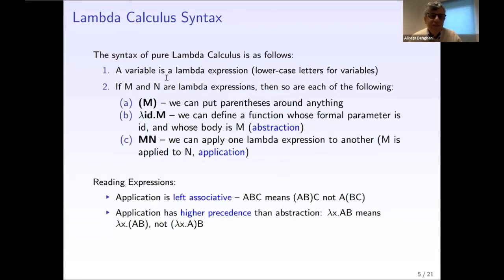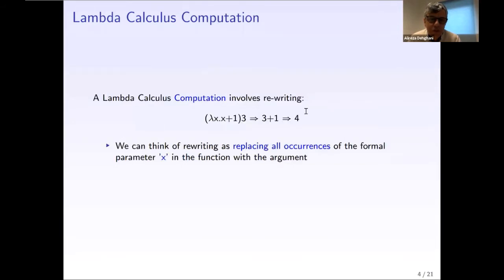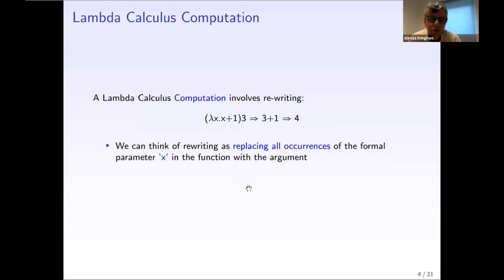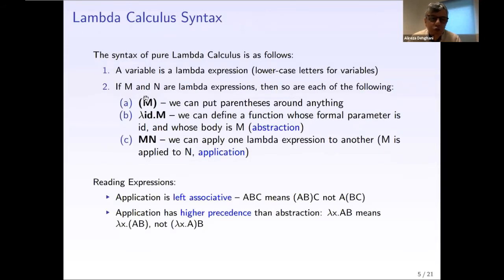Okay? So that's the syntax. The syntax of the pure lambda calculus is as follows. A variable is a lambda expression, a lowercase letter, like I said. If M and N are lambda expressions, then so is each of the following. M: we can put parentheses around anything. You remember I said that's a lambda expression. Parentheses will show us how we can show M should be a lambda expression there.